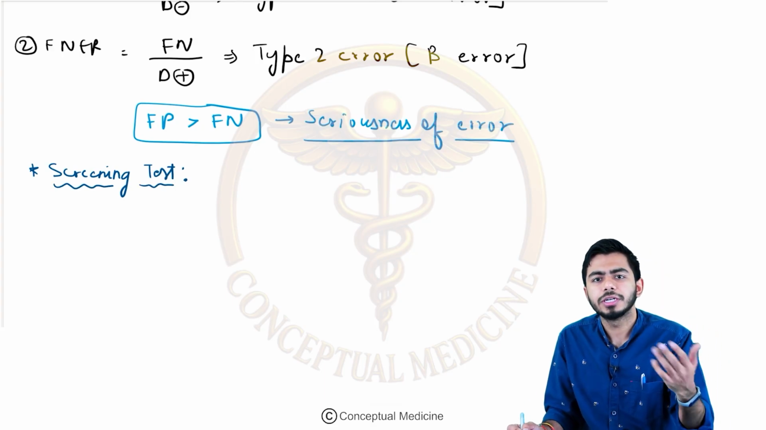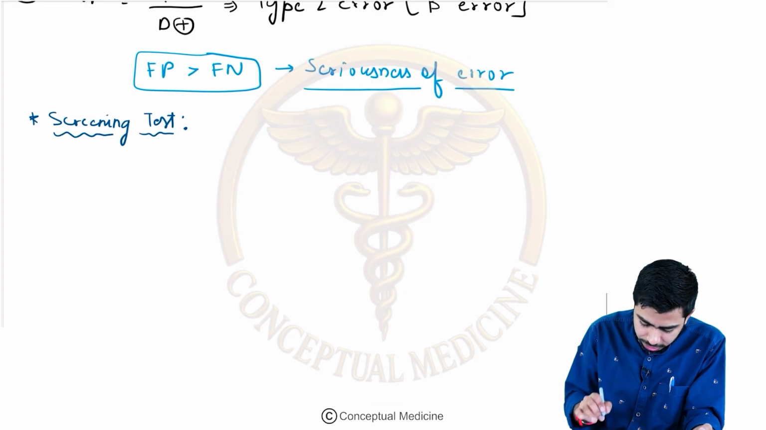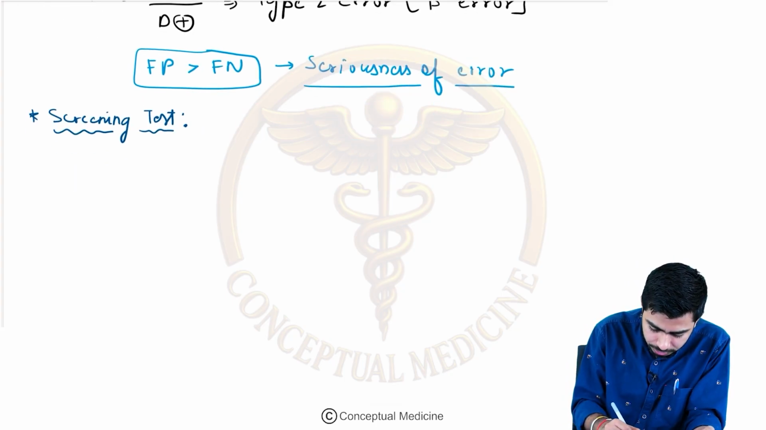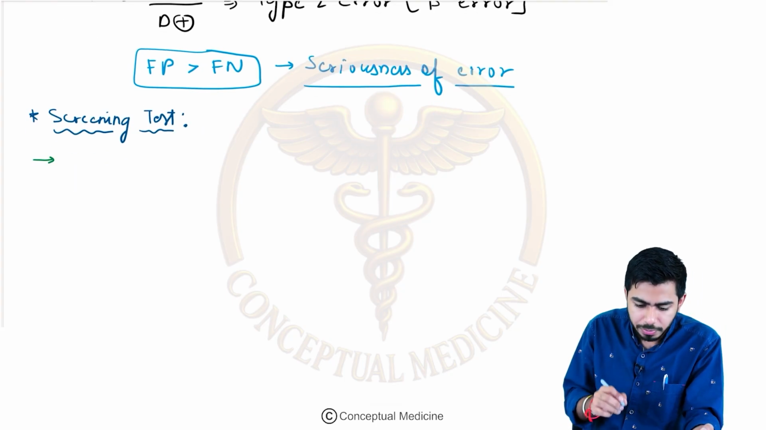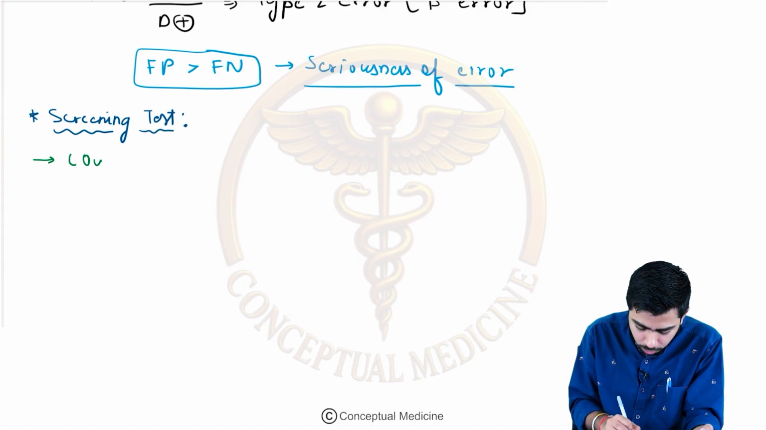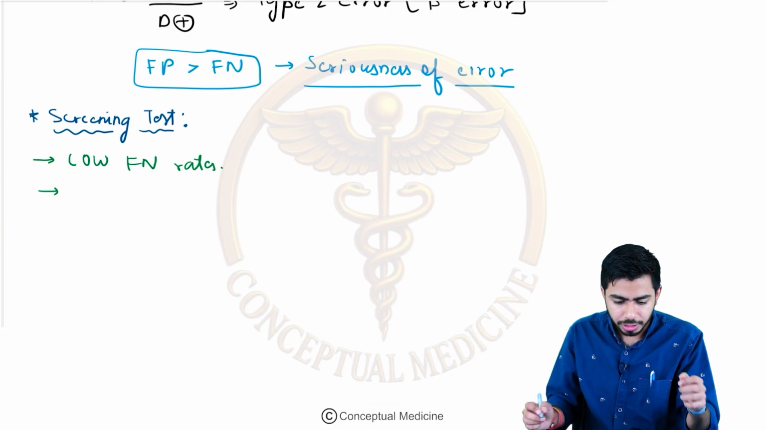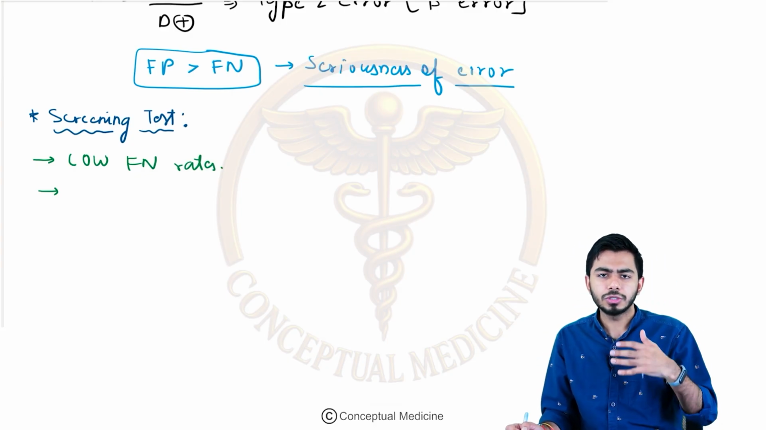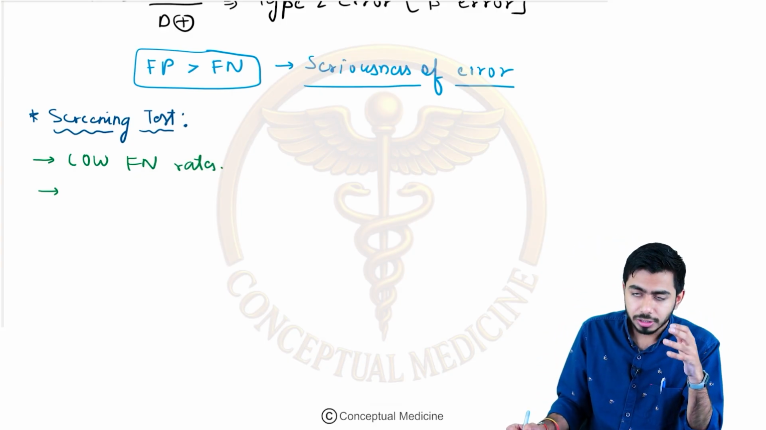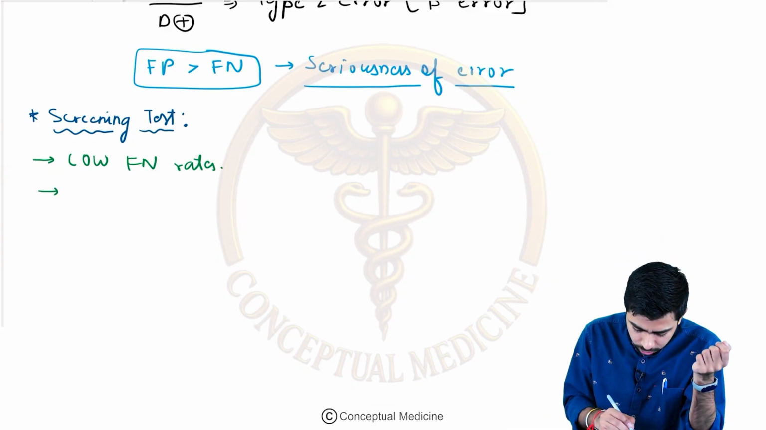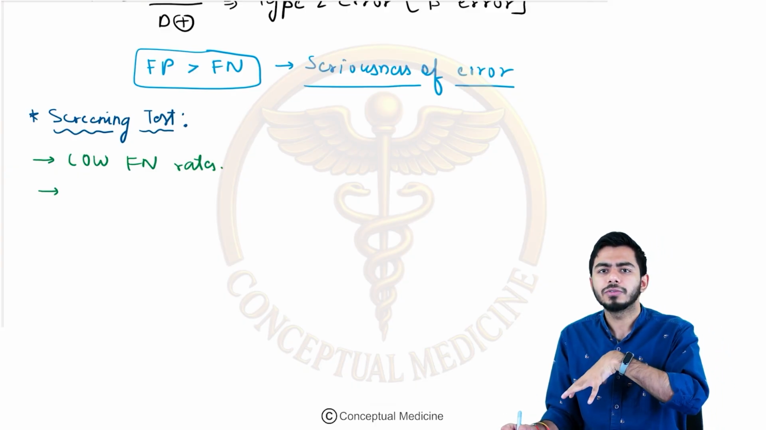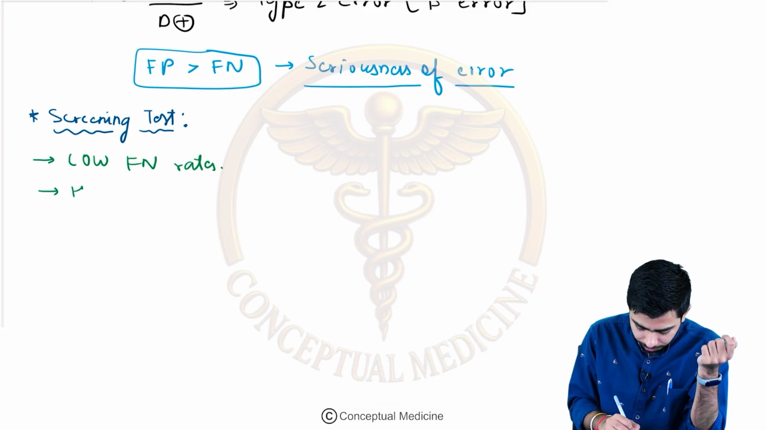So if you talk about the screening test, what are its properties? First property is that it should have low false negative rates. Second point is that sensitivity is used as a screening tool here, right? That's why sensitivity is used as a screening tool. If it has a low false negative rate, hence it is used as a screening tool.